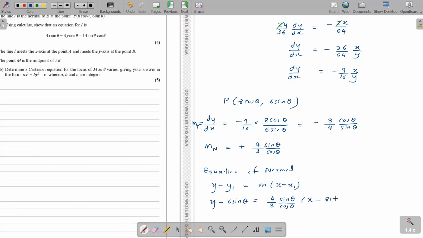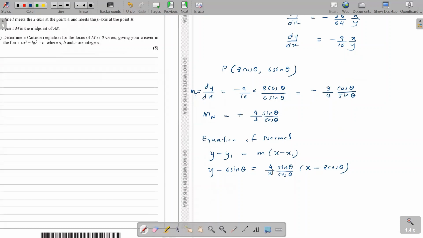So now to show that it is all in terms of x and y, I'll take the 3 cos theta to the other side. 3 cos theta into y is 3y cos theta. 3 cos theta into 6 sine theta is 18 sine theta cos theta. Here we will open the bracket with 4 sine theta. 4 sine theta into x is 4x sine theta. 4 sine theta into 8 cos theta, minus 4 times 8, 32 sine theta cos theta.